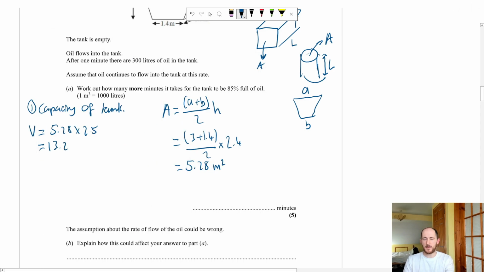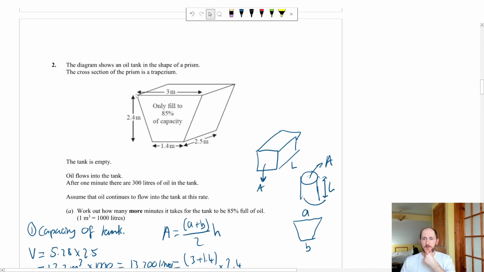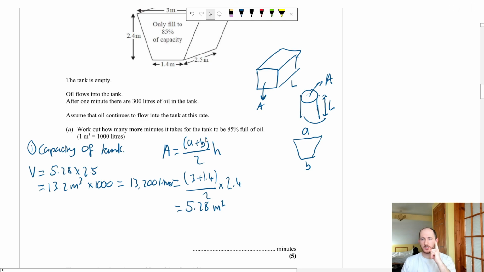Again, we don't care about the cubic meters, we care about the capacity. Now, if each cubic meter is 1,000 litres, to go from cubic meters to litres, we're just going to times by 1,000, which is going to be 13,200 litres. So, interesting, right? So that is how much oil can fit in the entire tank completely. But the question specifies 85%.